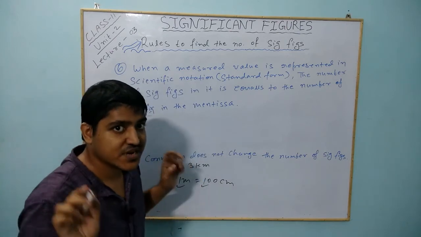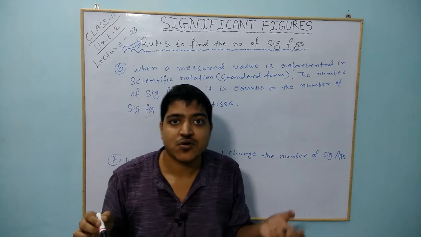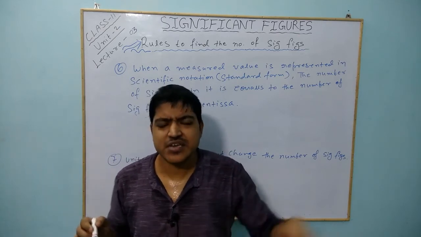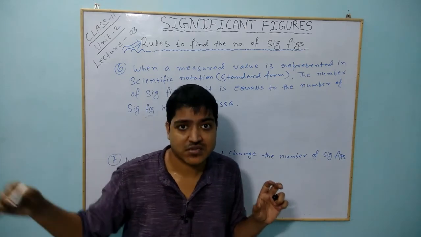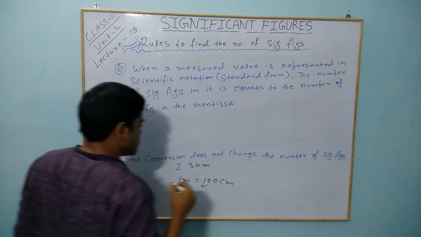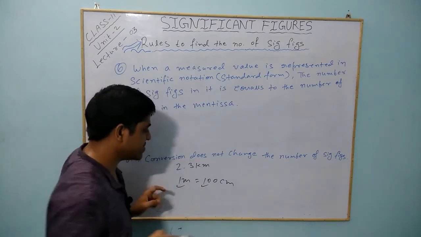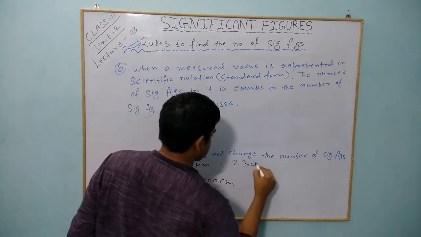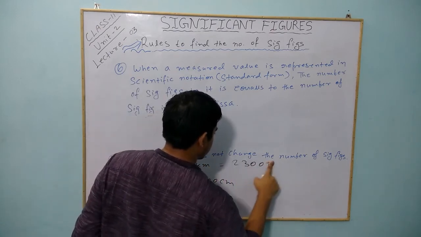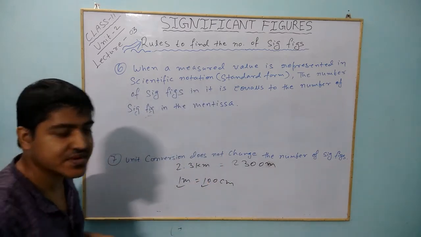The level of precision is the same, whether you are reporting a value in kilometer or meter or centimeter or millimeter or any other unit. So the number of significant figures should never change while converting units. Clear? So here 1 meter is written as 100 centimeters. The number of sig figs is the same. 2.3 kilometers is 2300 meters. The number of sig figs is the same, right?